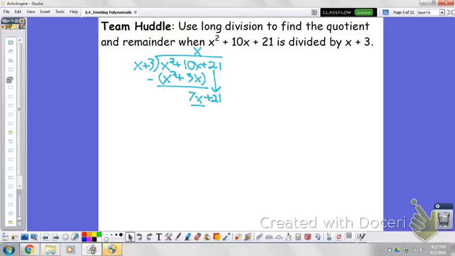Now we look at 7x divided by x, which is 7. So we write plus 7 here above the 21. Do 7 times x plus 3, which is 7x plus 21. Subtract them, and you will get a remainder of 0. So x squared plus 10x plus 21 divided by x plus 3 is equal to x plus 7.